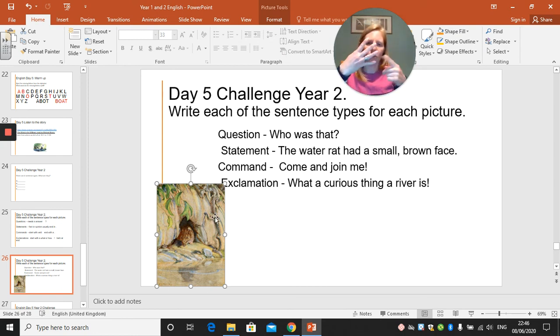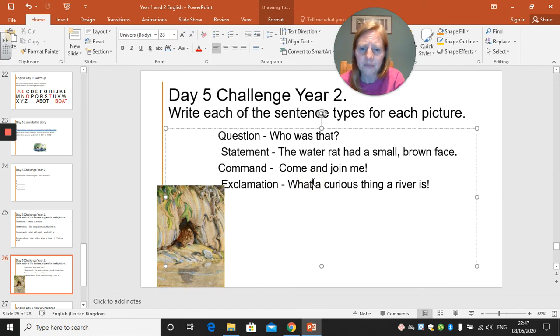And number 4, our exclamation. We're going to write an exclamation sentence about this. And I know Mole is sitting there, absolutely agog at all the things on the river. So he's exclaiming. Water rat could be exclaiming, but it's going to be Mole. And Mole is saying, what a curious thing a river is. We've got that what at the beginning. And instead of how, I went for what. And we've got the exclamation mark at the end.